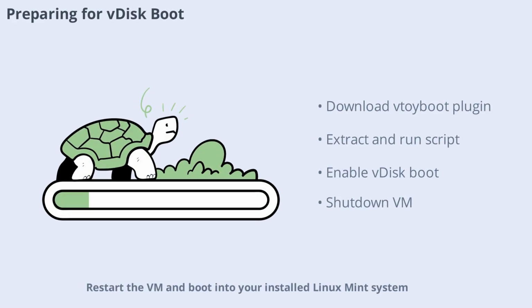Start the VM and boot into your installed Linux Mint system. Download the Ventoy Linux vDisk boot plugin, vtoyboot, from the official Ventoy site. Extract the tar.gz file, open a terminal in that folder, and run sudo sh vtoyboot.sh. This script installs the necessary components to make your Linux Mint VDI compatible with Ventoy's vDisk boot feature. Once done, shut down the VM completely.